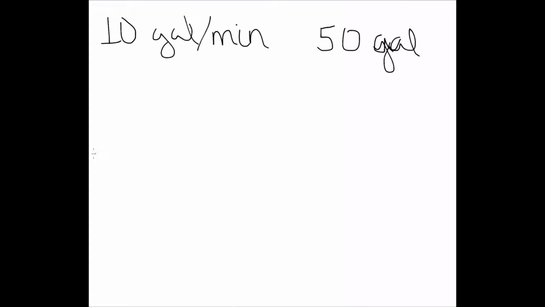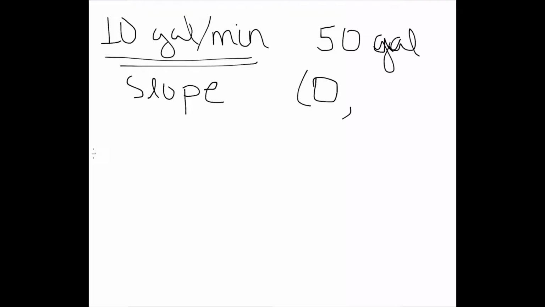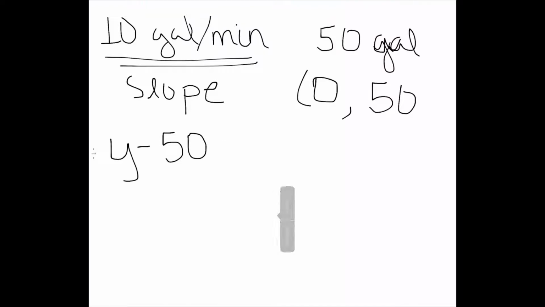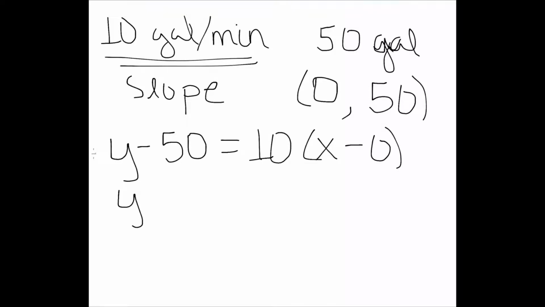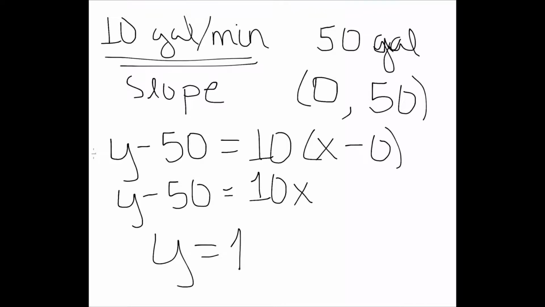So how quickly something is changing, like this 10 gallons per minute, this is going to be my slope. And I also know that when time is 0, we have 50 gallons in this pool. So I would have y minus y1, which is 50, is equal to my slope, which is 10, times x minus x1, which is 0. So I have y minus 50 is equal to 10x. Adding 50 to both sides gets me that y is equal to 10x plus 50.